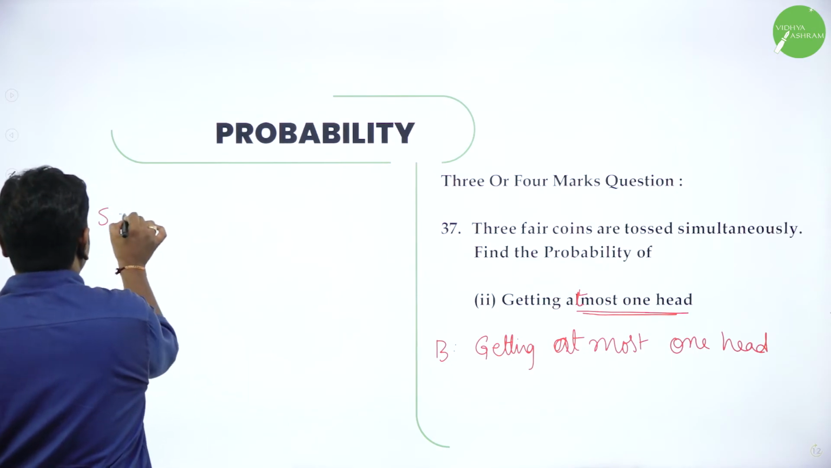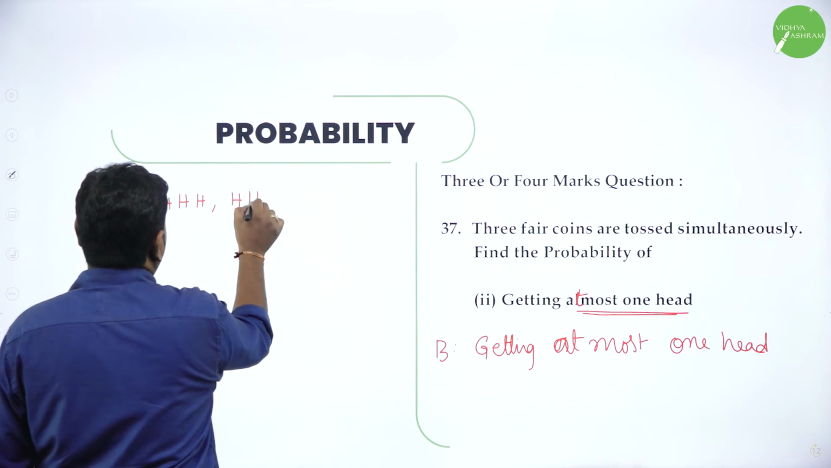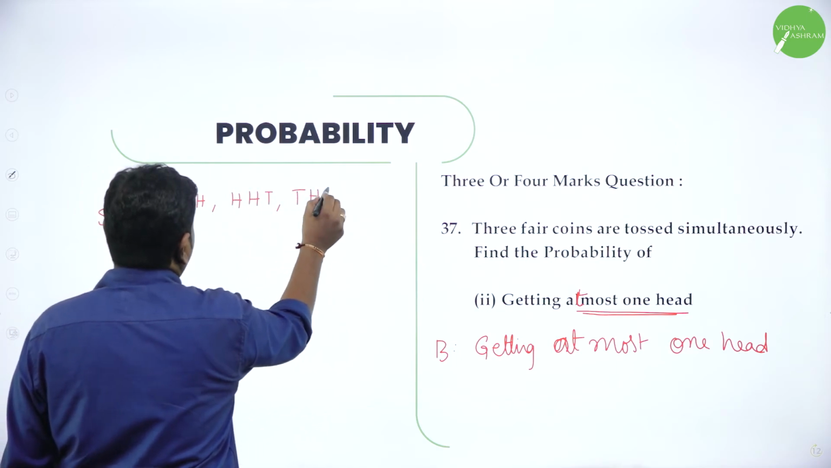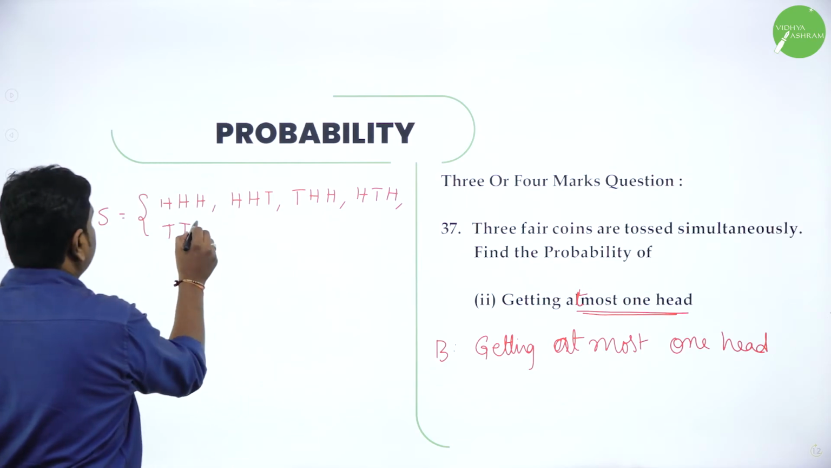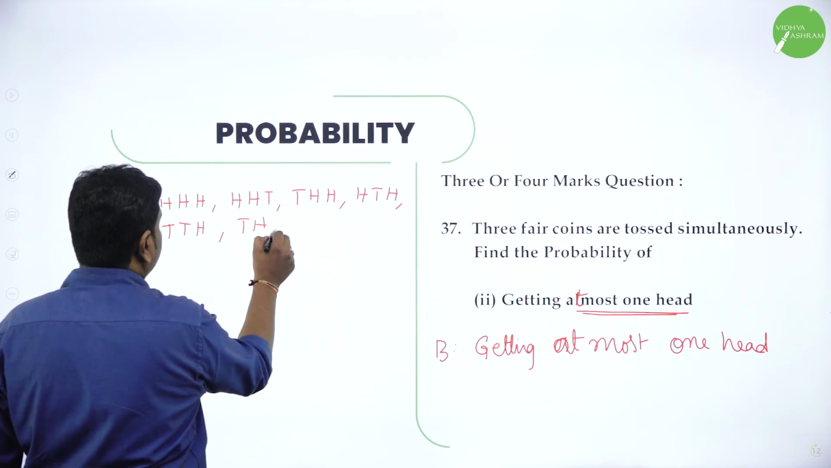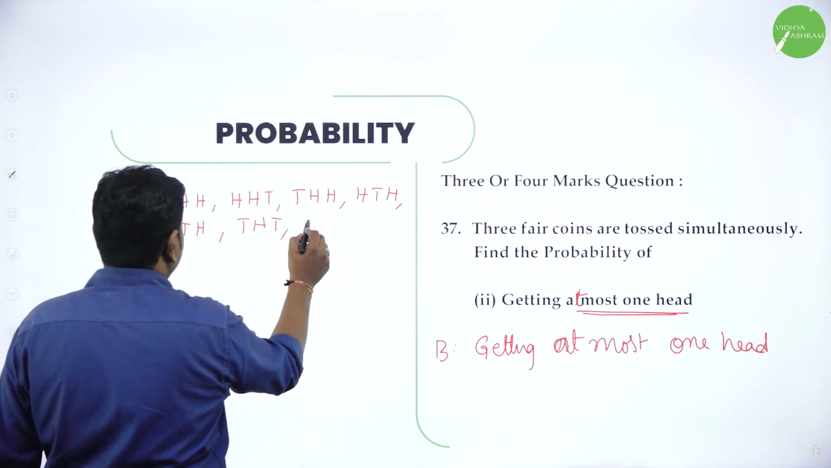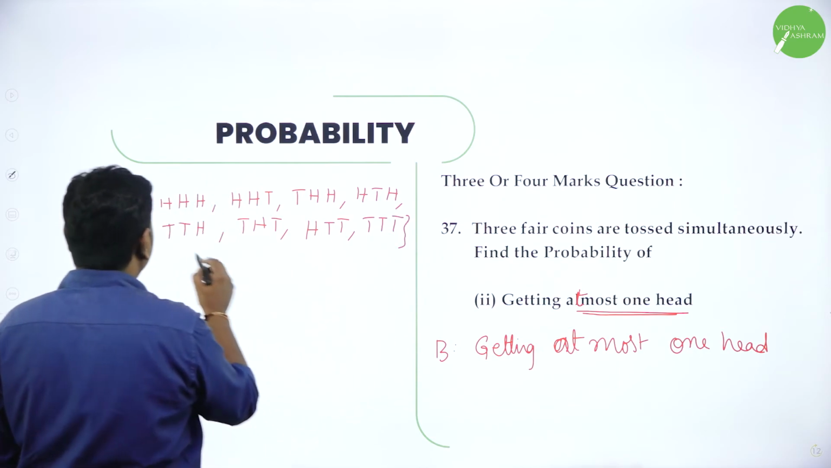So sample space is all 3 heads, or head, head, tail, or tail, head, head, or head, tail, head, or tail, tail, head, or tail, head, tail, or head, tail, tail, or tail, tail, tail. All 3 possibilities. 8 outcomes are there.